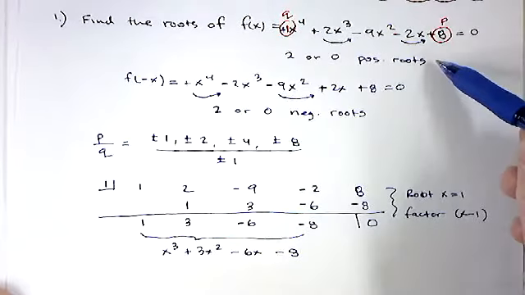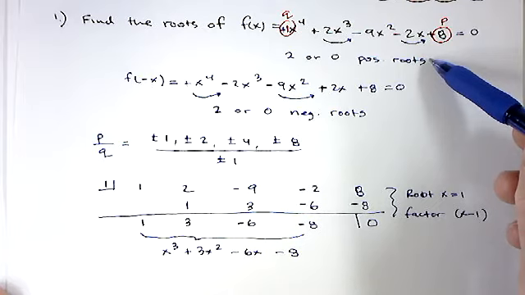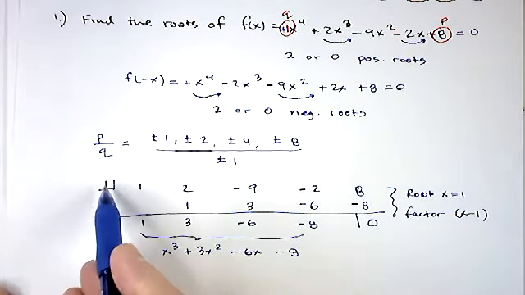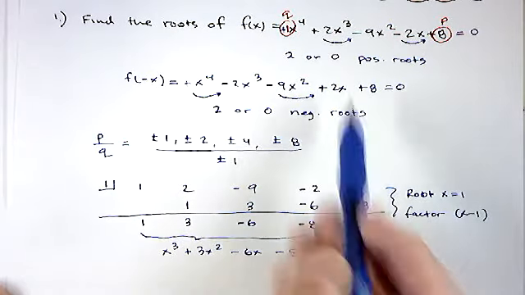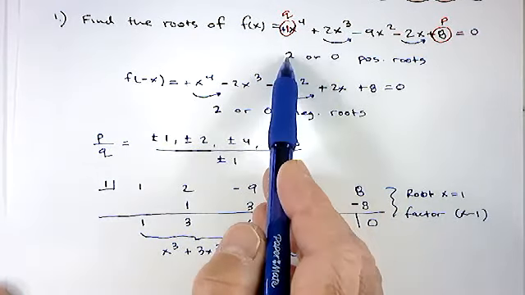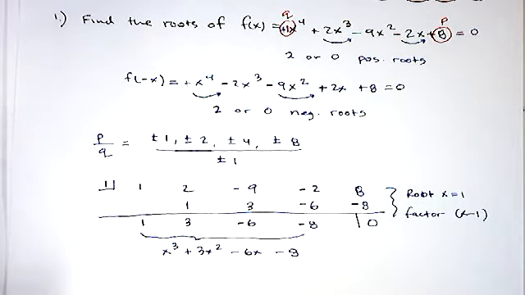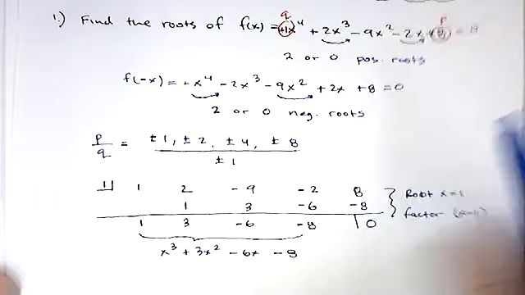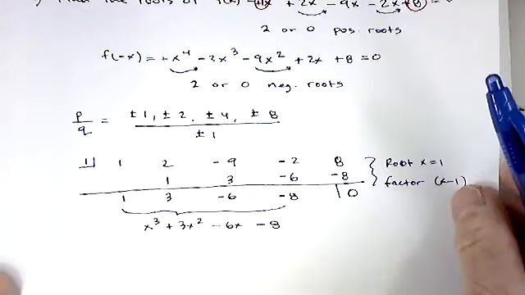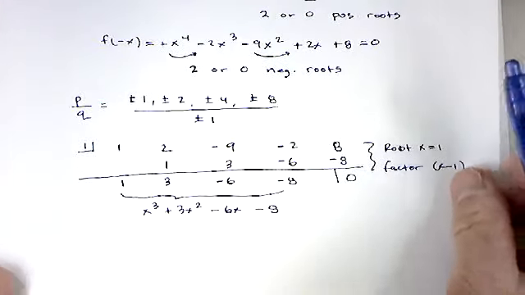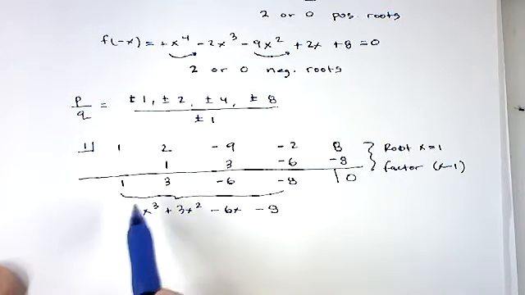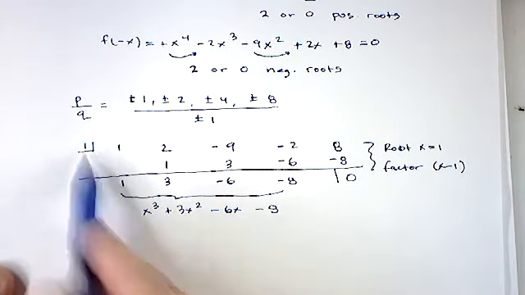We saw that there were either going to be 2 or 0 positive roots. We found a positive root, 1. So what does that mean? That means there can no longer be 0. That means there has to be another positive root, because we have either 2 or 0. So we could try 1 again.